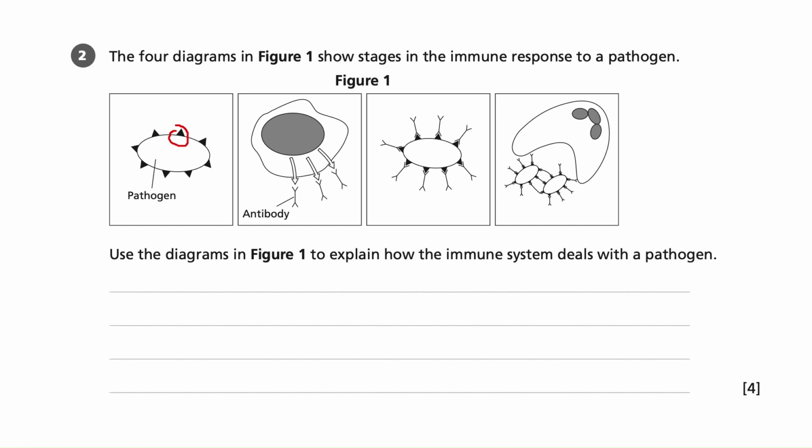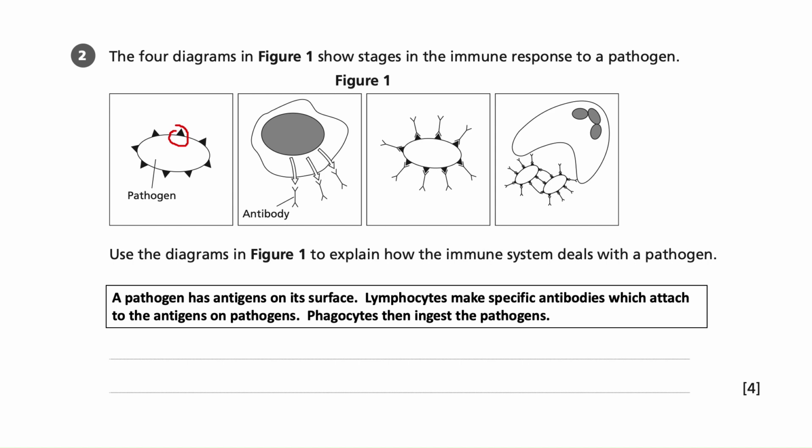So let's have a look at a model answer that goes through all those stages. We can see we get 1 mark for saying a pathogen has antigens on its surface. We then get another mark for saying that lymphocytes make specific antibodies. And then the 3rd mark is for saying that they attach to the antigens on the pathogen. Can we see we're getting 1 mark per picture?